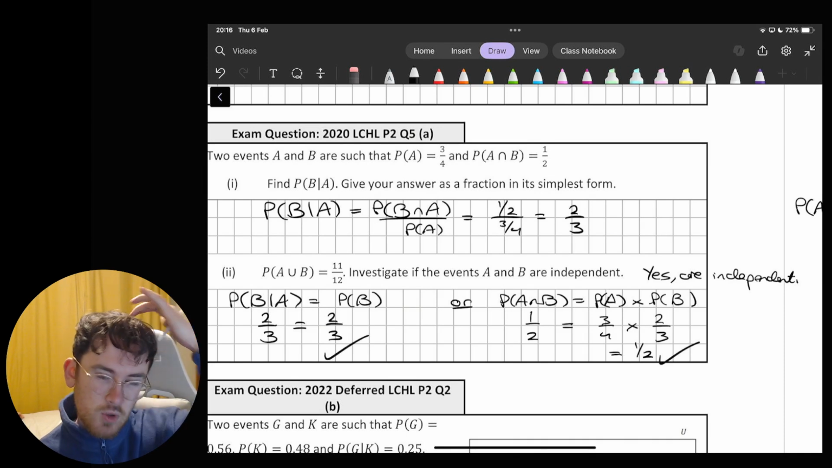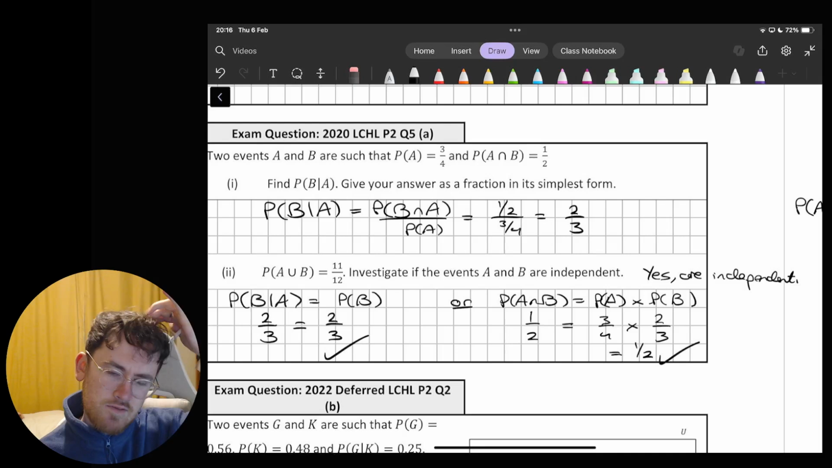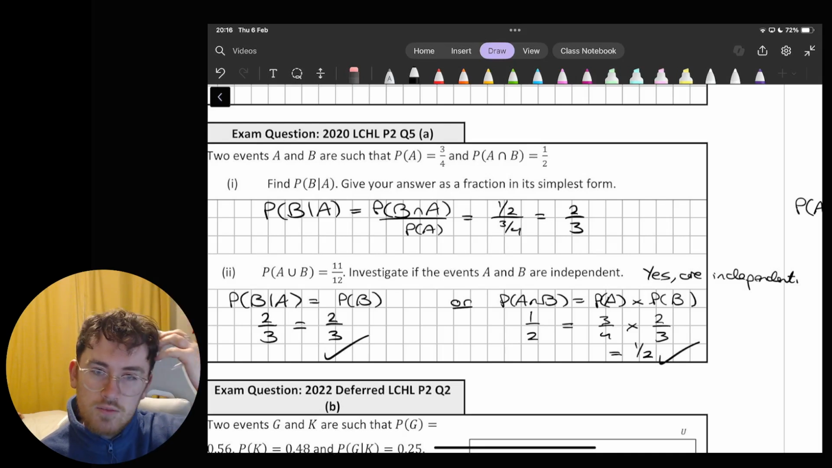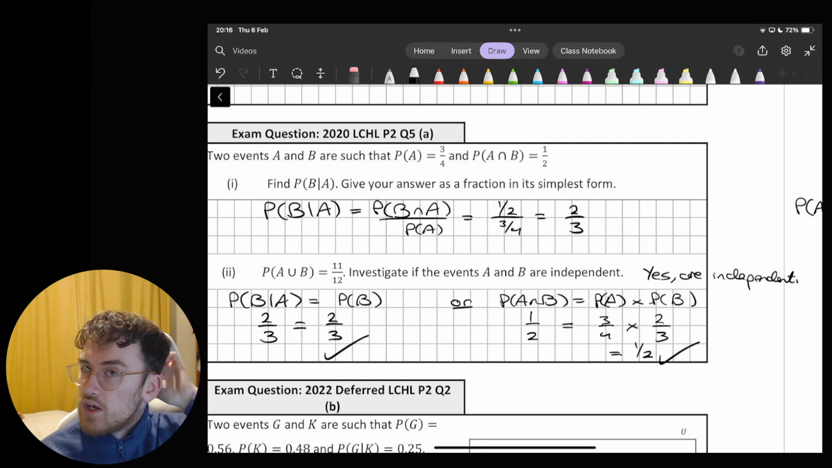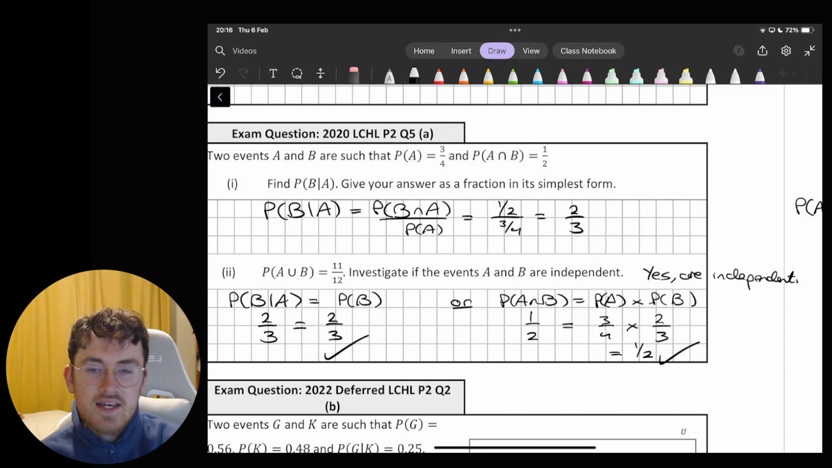Okay, what is important to consider here is even though they're independent, they were not mutually exclusive. Mutually exclusive would mean that they cannot happen at the same time. So independent events can happen at the same time. It's just that one does not impact the other.